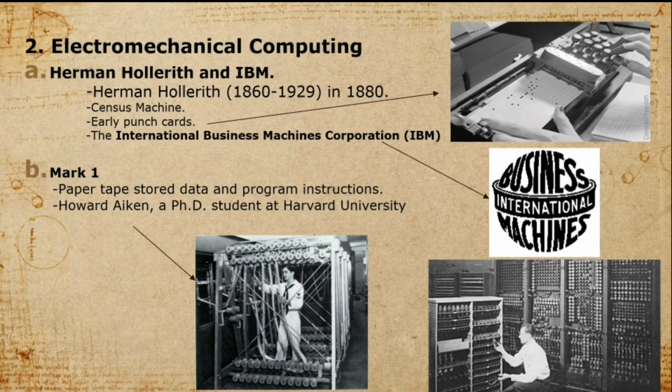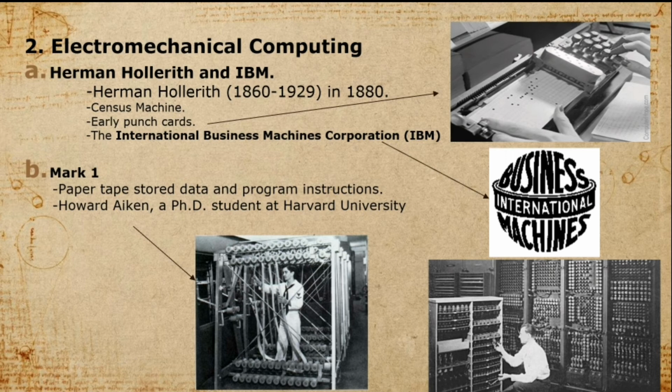Electromechanical computing. The first person who helped the development of electromechanical computing was Herman Hollerith. Hollerith was the father of information processing and founded the tabulating machine company, which later became the computer tabulating recording company. The tabulating machine, or the census machine, was an electromechanical machine designed to assist in summarizing information that is stored on punch card.